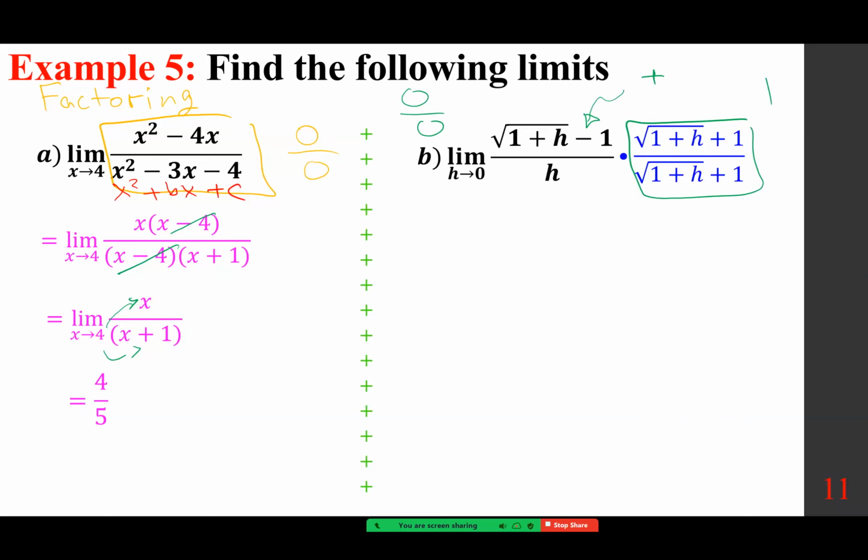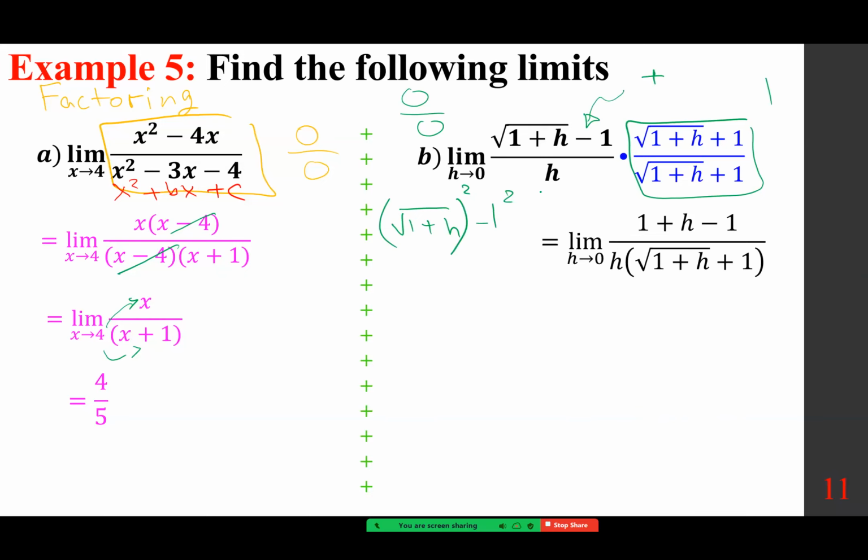And so what we get is the square root of 1 plus h squared minus 1 squared, which is 1 plus h minus 1. 1 and negative 1 cancel each other. H cancels out the h, and the numerator is left with 1. If you plug in 0, this becomes square root of 1, which is 1. 1 with 1 becomes 2, so 1 over 2 is the final answer.